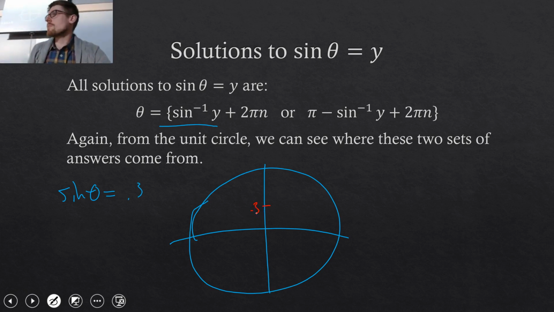And can anybody tell me what quadrants the answers will be in? 1 and 2 will be the angles where the sine is 0.3. So it'll be right here and right here, roughly. Okay, it's just a sketch.